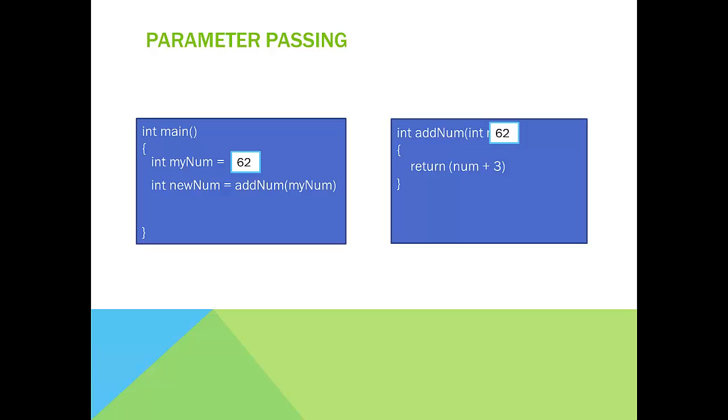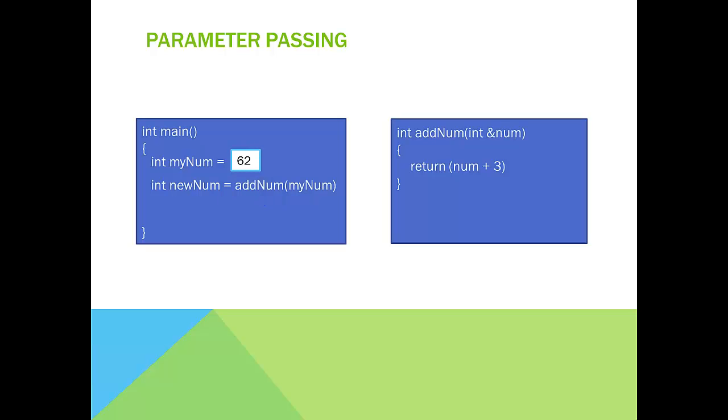The function substitutes the value 62 for the variable name. The new value is calculated and then returned to main where it was called. New num is equal to 65. This is called pass by value.